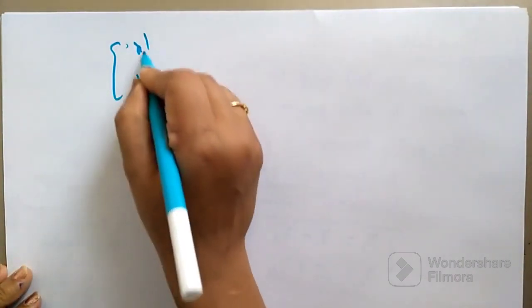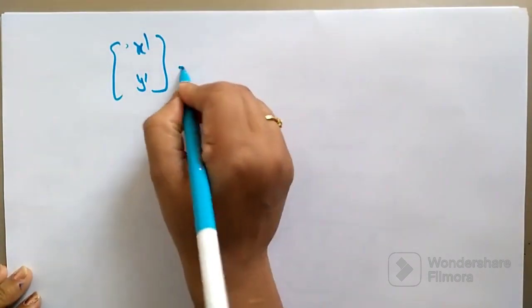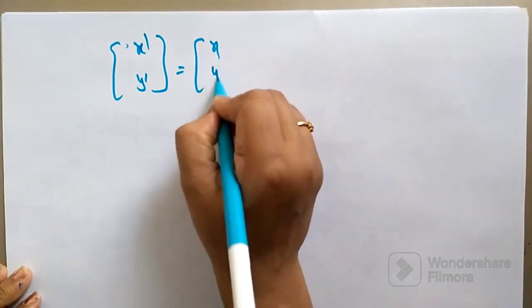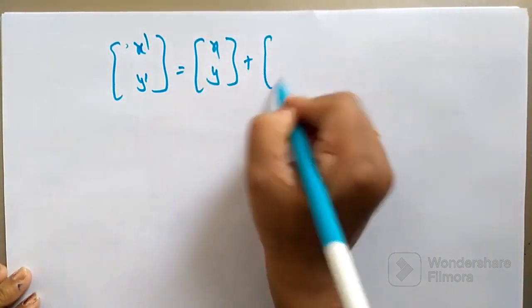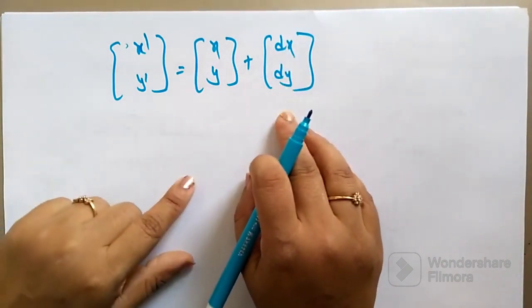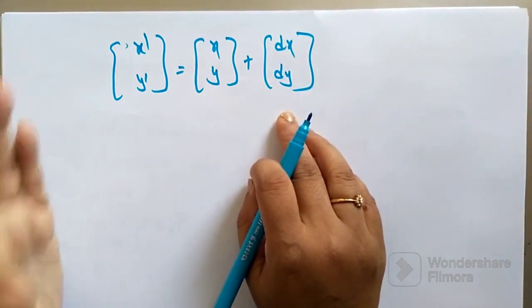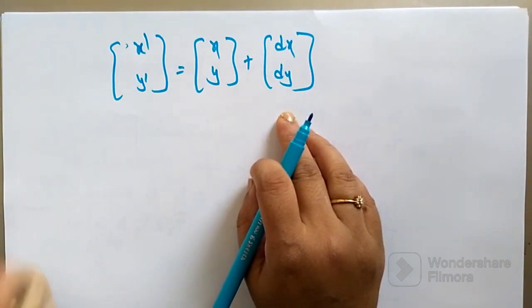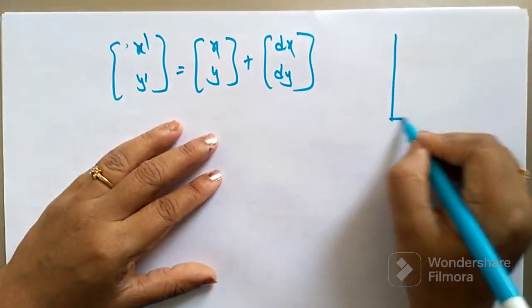X dash, y dash, I am writing in terms of matrix. xy is the real coordinates. I am just adding dx, dy. So here dx and dy are the translation distance. Okay, the translation distance. So let's take this as a graph.